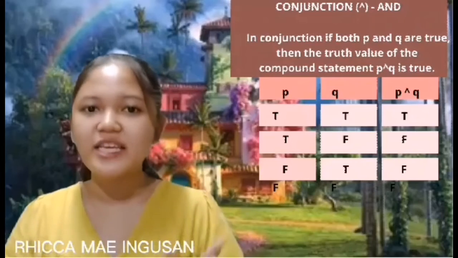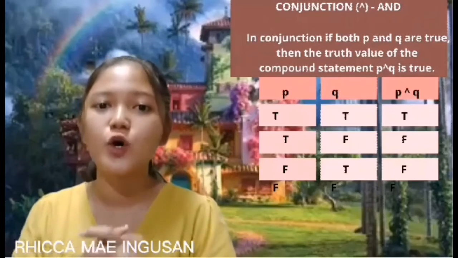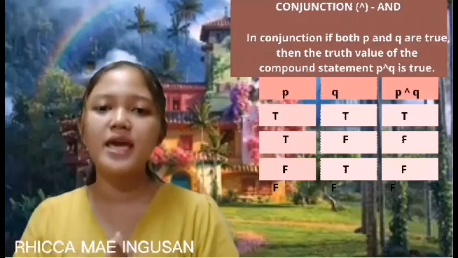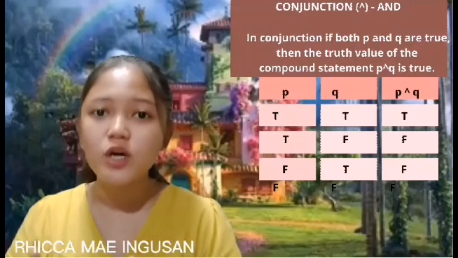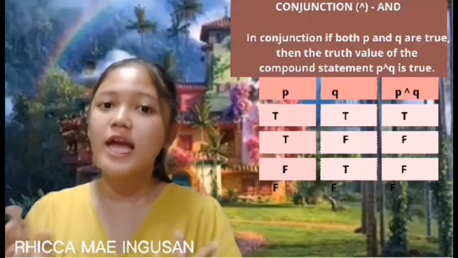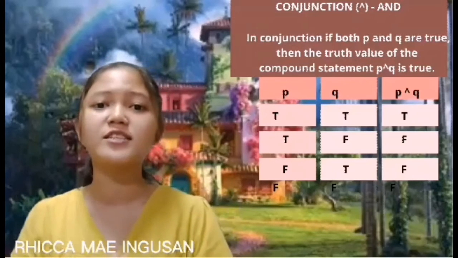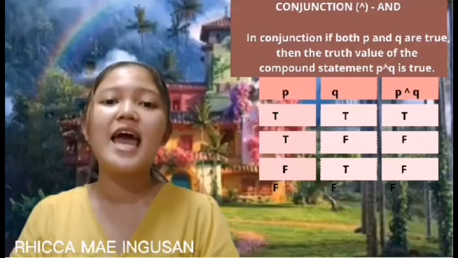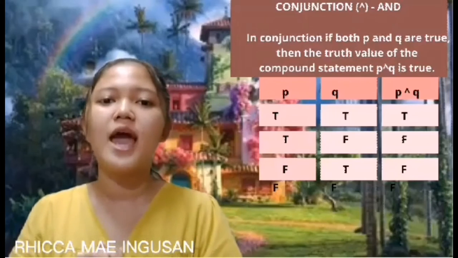In conjunction, if both P and Q are true, then the truth value of the compound statement P and Q is true. When the two propositions are true, the value is true. If there is a false, then the truth value is false. So here's the truth table. We have P, Q, and the truth value of P and Q.